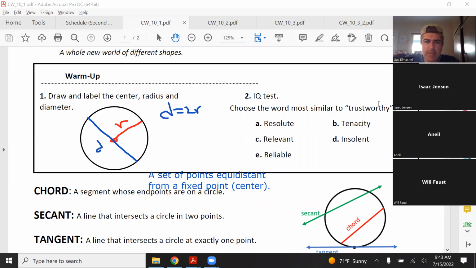Yeah, let's just skip that part. That's just a vocab thing. We don't worry about that. In case you're curious, I believe it's reliable, trustworthy. Resolute means you're determined. Tenacity also means determined. Relevant means if it's something that you should care about or is important. Insolent, I think, means insulting. Anyway, don't worry about it. We'll just keep moving.